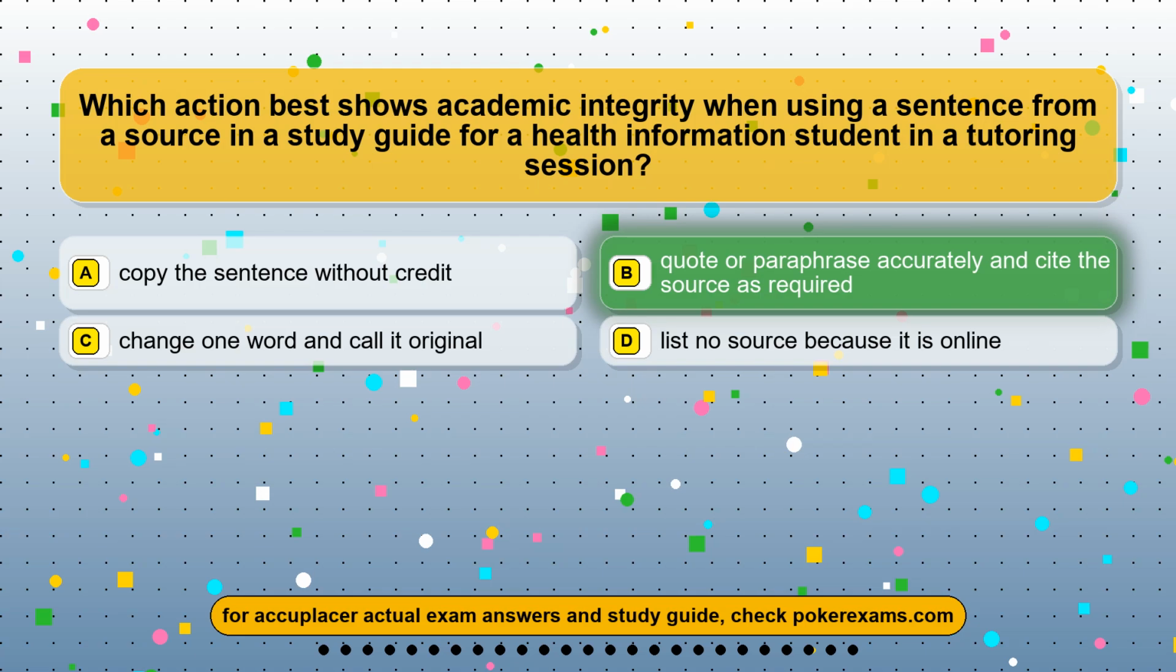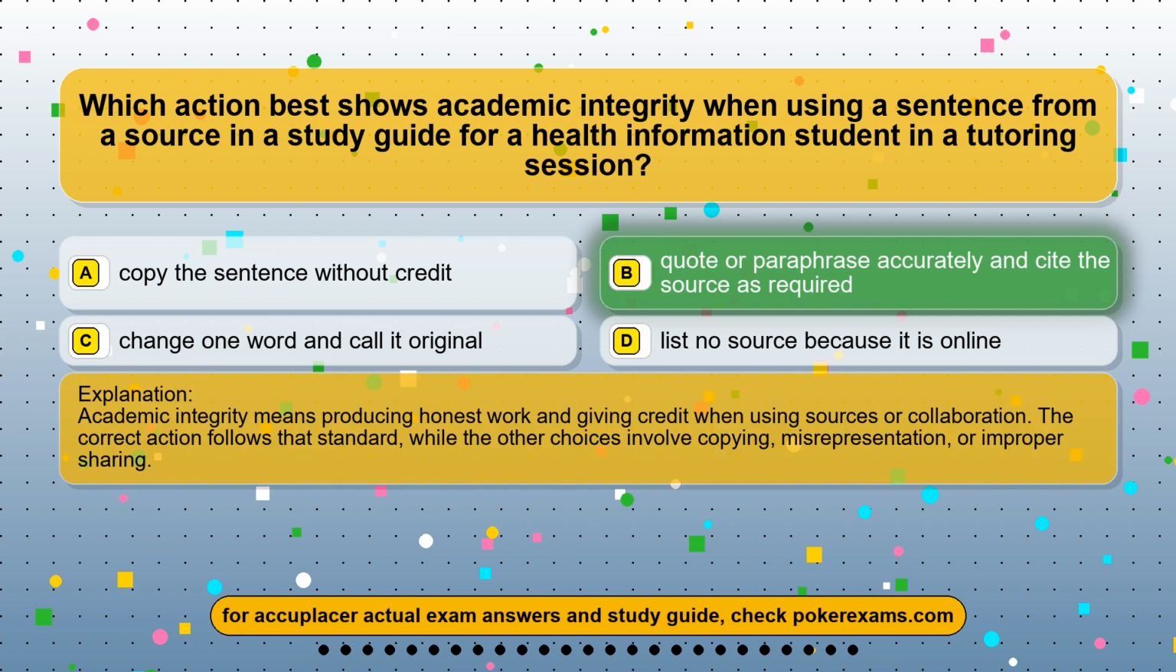The correct answer is option B. Quote or paraphrase accurately and cite the source as required. Academic integrity means producing honest work and giving credit when using sources or collaboration. The correct action follows that standard, while the other choices involve copying, misrepresentation, or improper sharing.